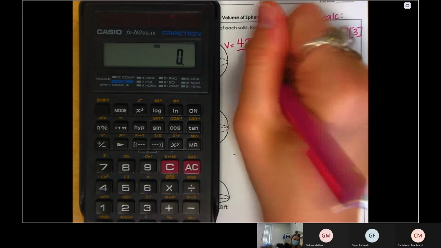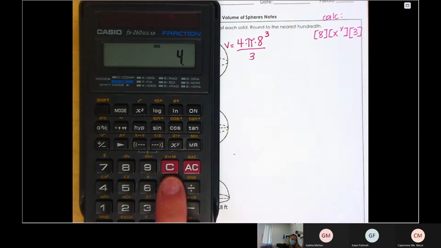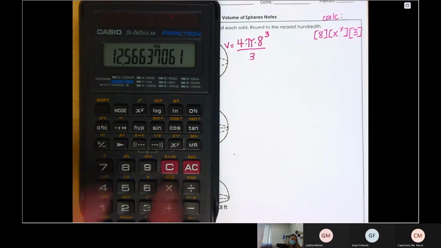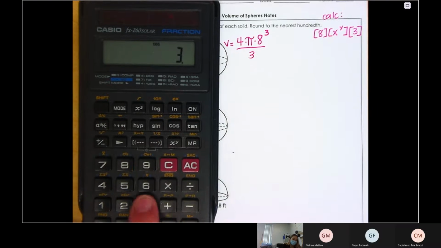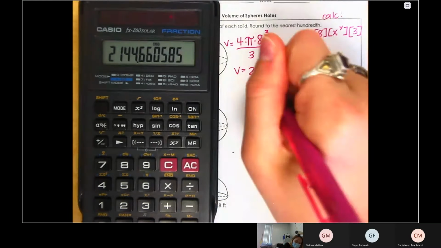So use your calculator, put it in, you're just going straight across the calculator. 4 times pi times 8 to the 3rd equals, so on the top you should get 6,433. And then I take that number and divide it by 3. I get 2144. Did anybody not get that? 2144. We all got it. Yeah? Okay, good. So the volume is 2144.